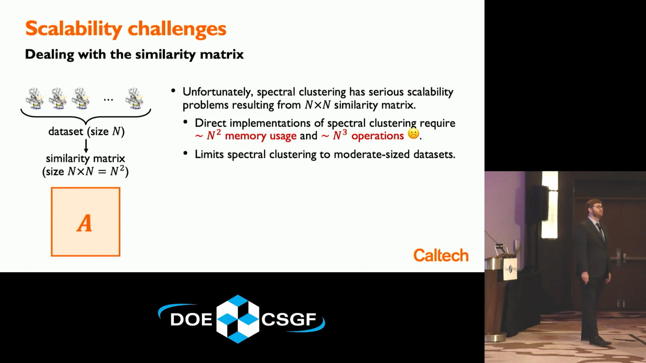And if I just use eig in MATLAB or eigh in NumPy to compute the eigenvectors of this matrix, that's going to require n cubed operations. And so this one-two punch of high memory and high time really limits spectral clustering to being useful for moderately large data sets, perhaps 100,000 if you're really pushing it.